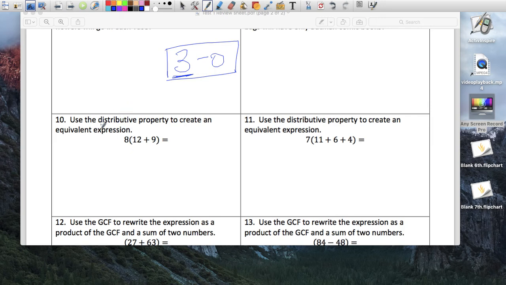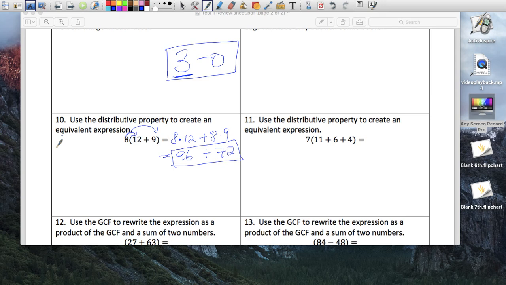Use the distributive property to create an equivalent expression. Okay, so distributive property, the little bird attacking the pigs inside. We're going to rewrite this as 8 attacking the 12 using multiplication. Forget the plus sign. 8 attacking the 9. And we're just going to make that a little bit prettier. 8 times 12 is 96 plus 8 times 9 is 72. And that's what I'm looking for.